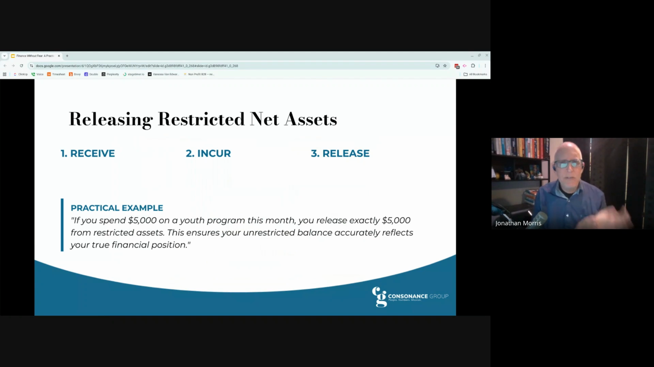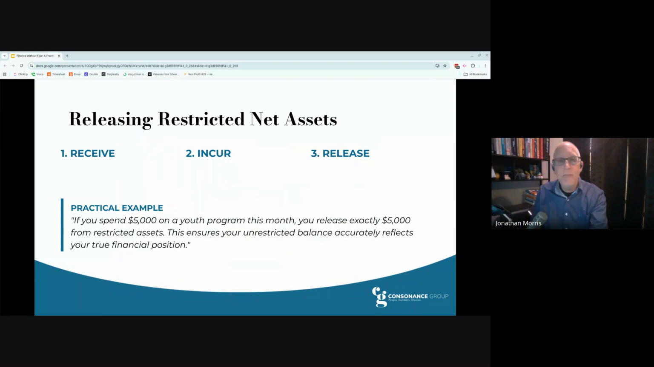When you receive a restricted grant, you book it with what's called donor restrictions. As you incur eligible direct or allocated indirect costs for that purpose, you gradually release that amount into the category called without donor restrictions. So the release should match when the allowable costs are incurred, not just when cash arrives or when you remember to move it. It's something that should be done consistently on an ongoing basis.